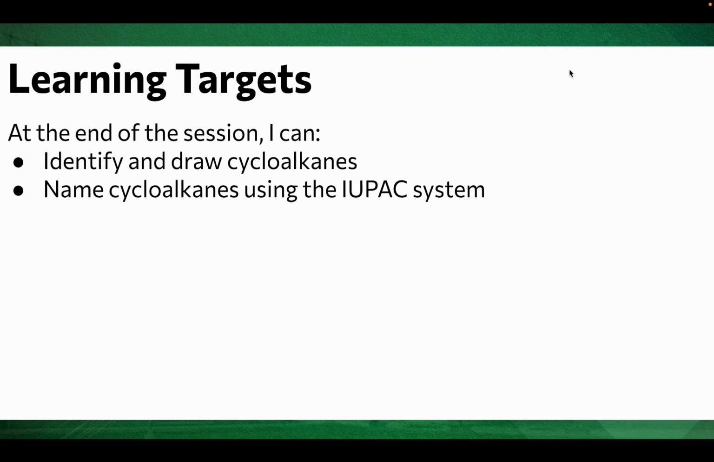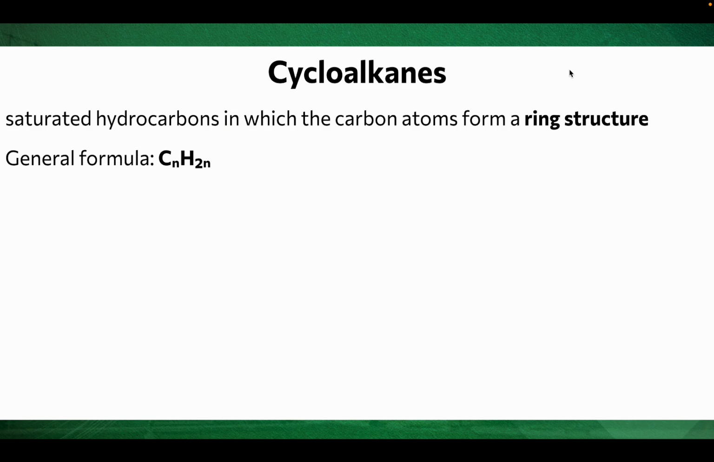In this video, we're going to identify and draw cycloalkanes and name cycloalkanes using the IUPAC system. Cycloalkanes are saturated hydrocarbons in which the carbon atoms form a ring structure. The general formula is CnH2n.